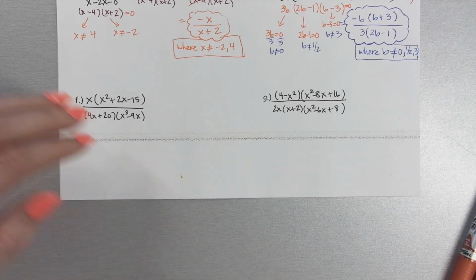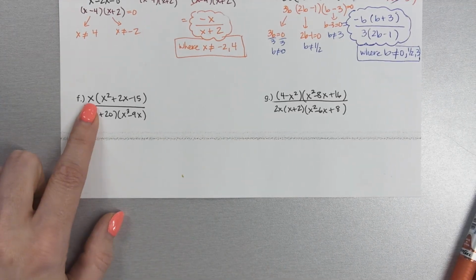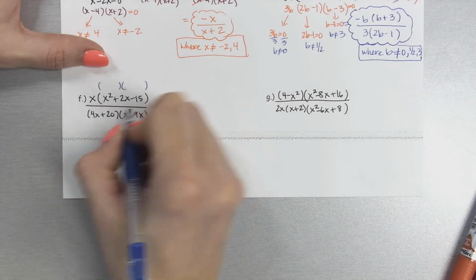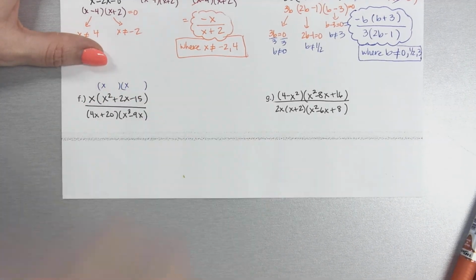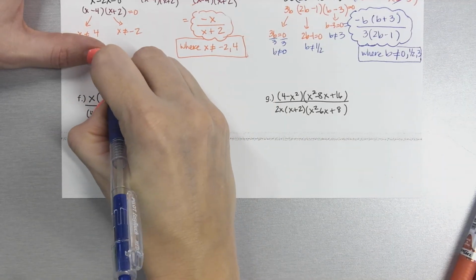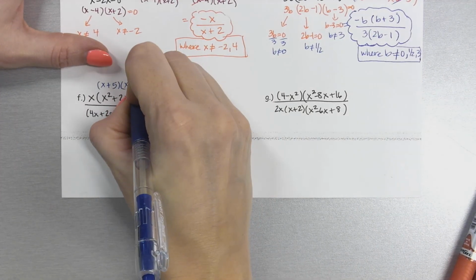All right, so for f, you have x, and then we have a trinomial. If it's x squared, you're going to start with x and x. It has to multiply to negative 15, add to 2. That's light work for us, right?